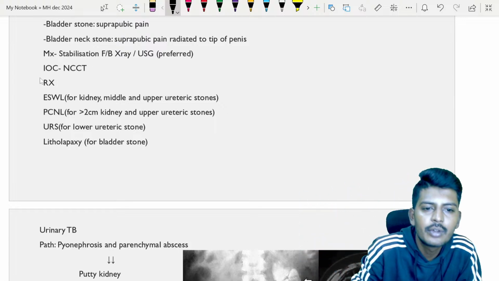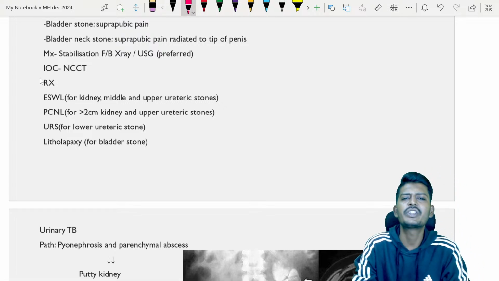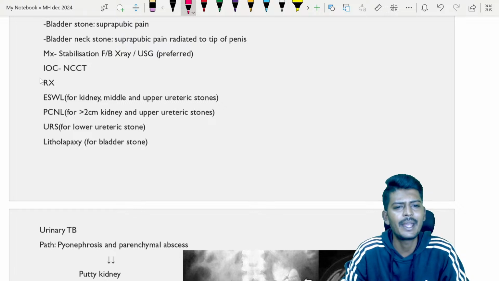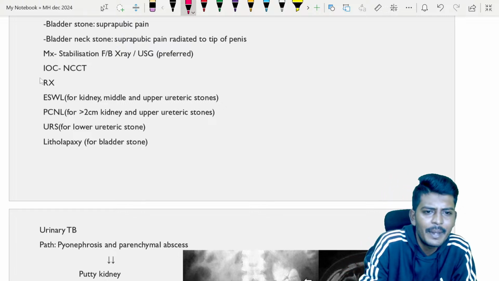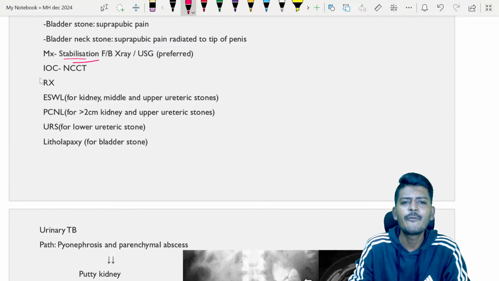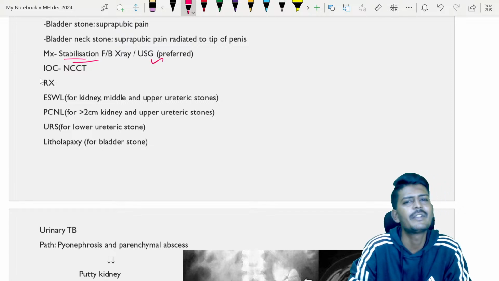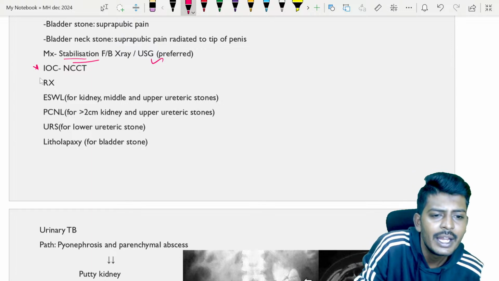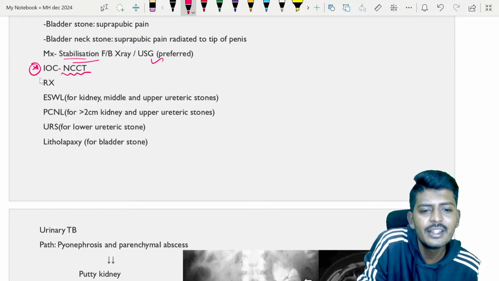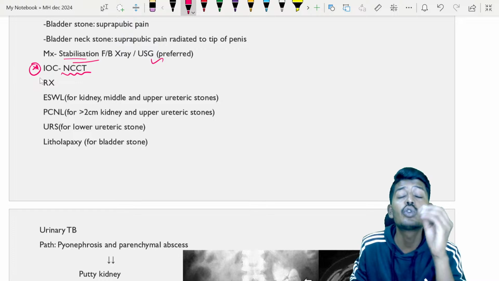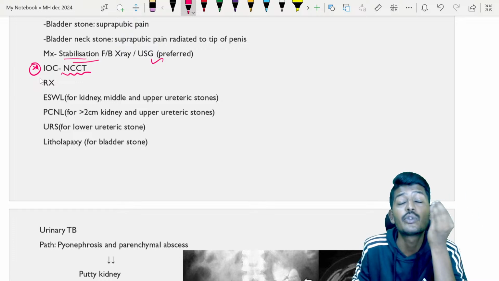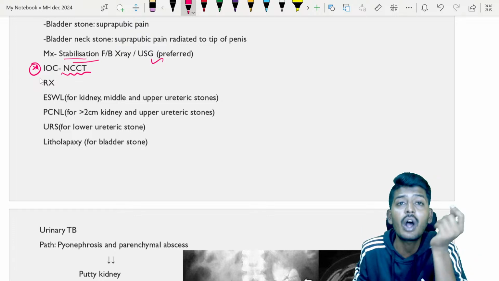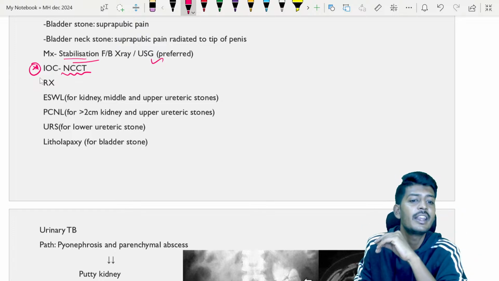What is that? When the patient comes to you in severe pain, first stabilize the patient, followed by USG, which is preferred. Initial investigation is USG, but the investigation of choice, don't get trapped here, is not a contrast study. It is NCCT. Why NCCT? Stones can be seen directly as white color on a CT. So you do not require a contrast in renal stones.